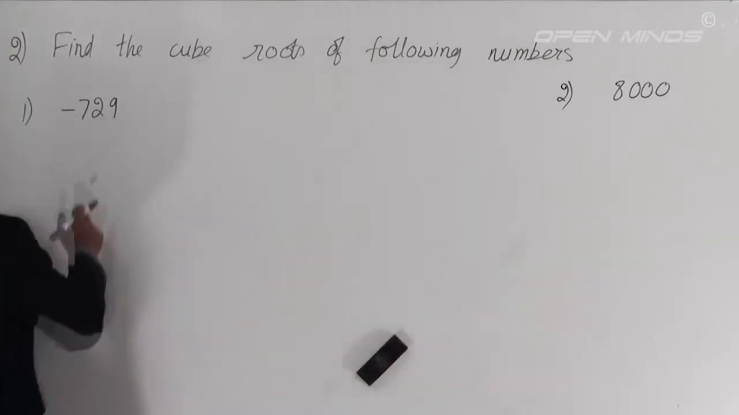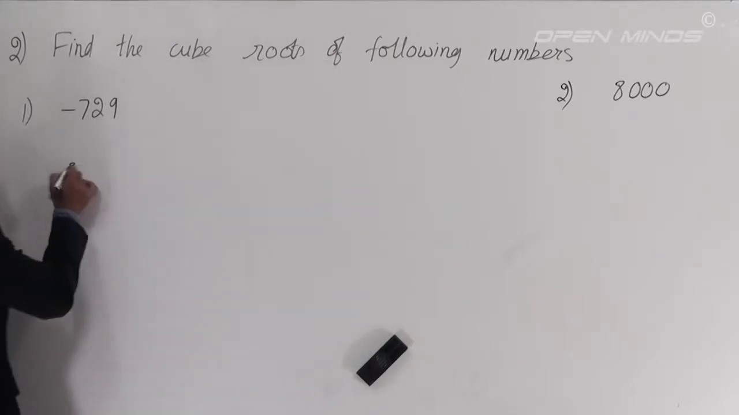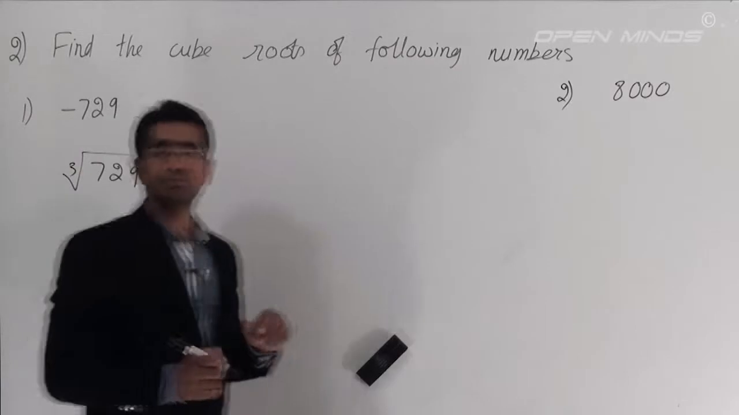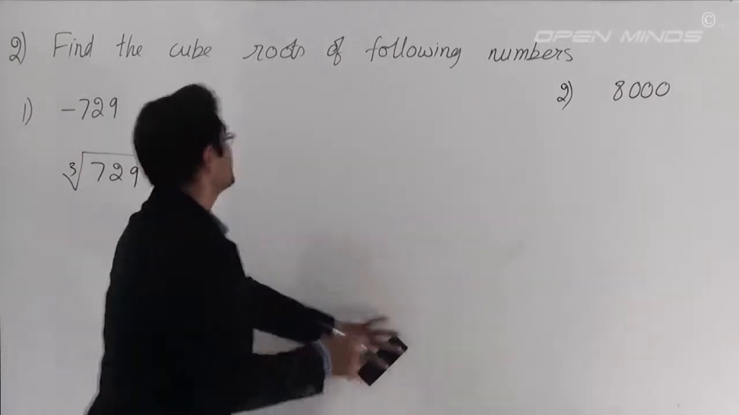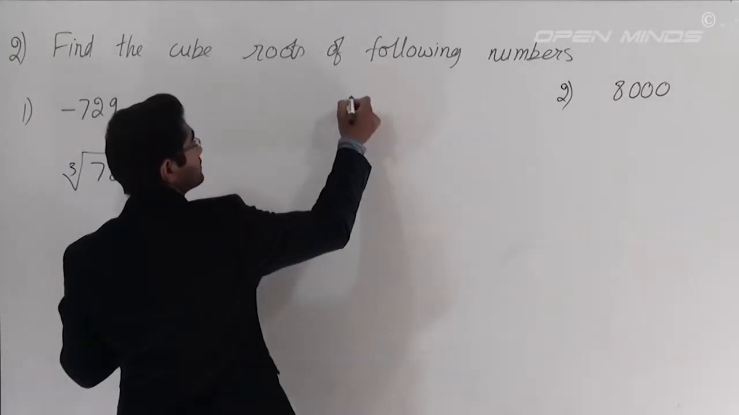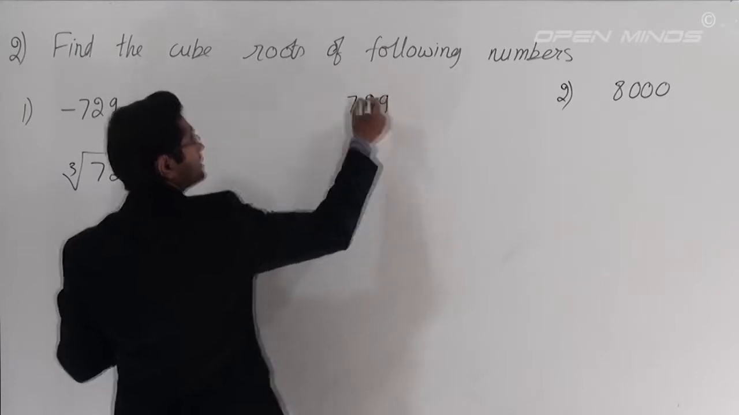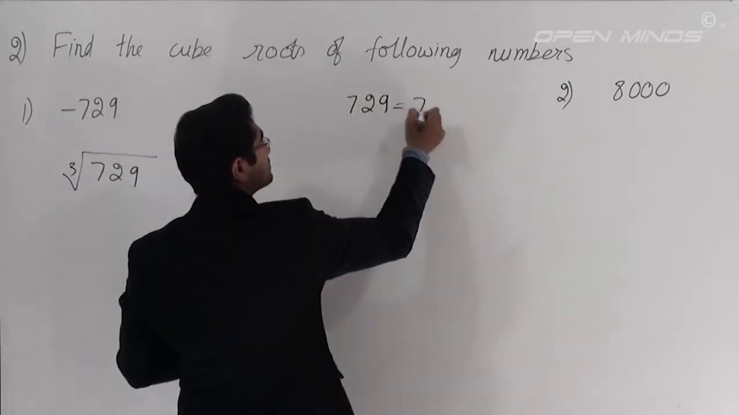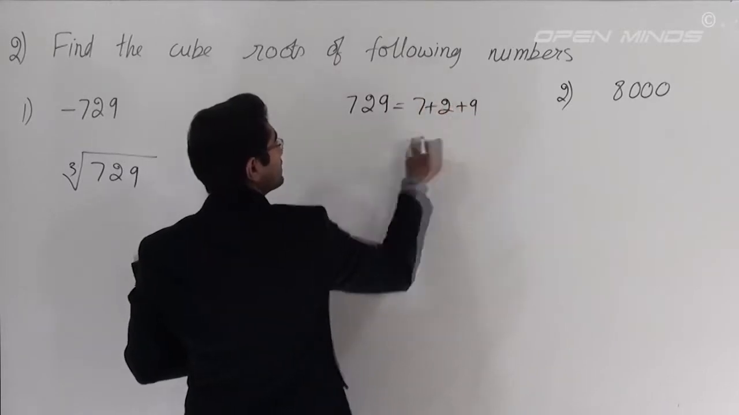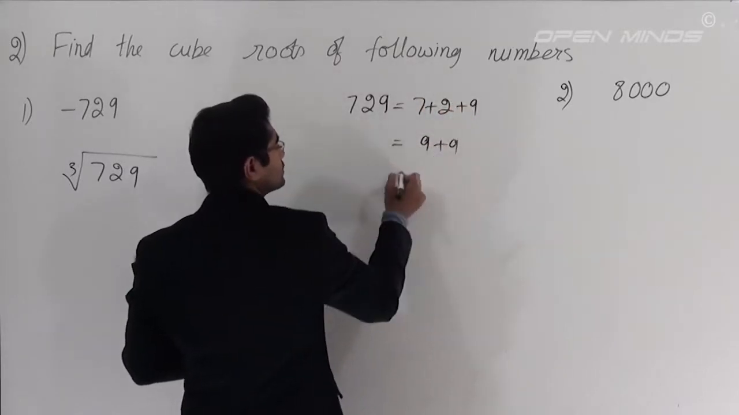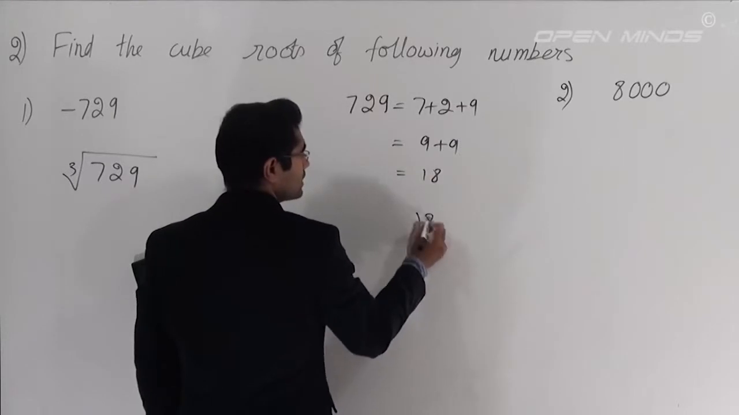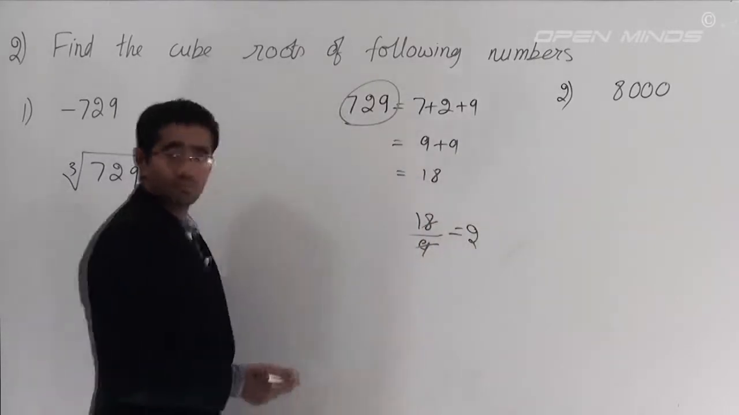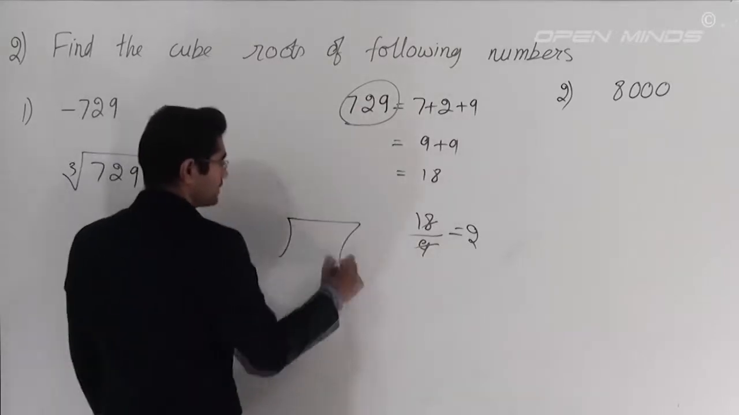So let's go with this one. First of all, find the cube root of 729 and check. For that, I need to break it down into prime factors. So for that sake, let me try 729 and try the divisibility test by 9. How will I do that? Add the digits, 7 plus 2 plus 9, that is 9 plus 9, which is 18. Can I divide 18 by 9? Yes, I can. It means I can divide this number also by 9. Cool. So let's do that.